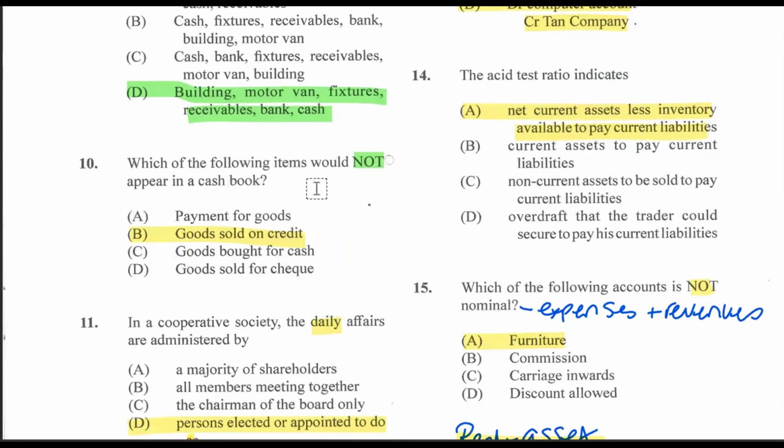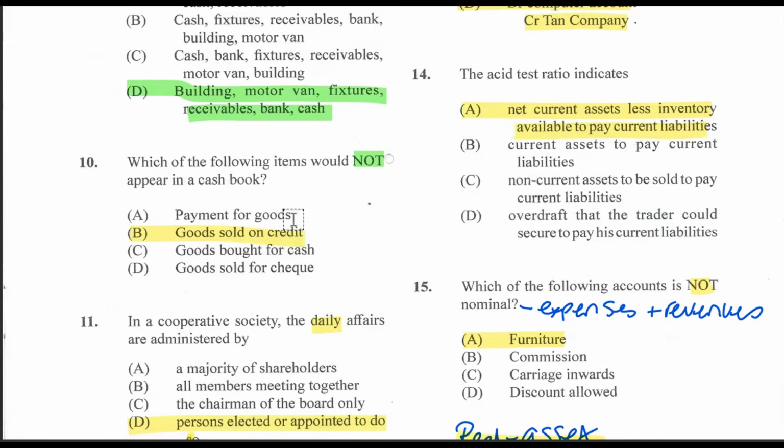Which of the following items would not appear in a cash book? Cash book records actual money received, actual money being spent. So B, which was goods sold on credit, which did not involve any monetary amount in terms of payments or receipts, should not be in your cash book. So B. All right, question 11.